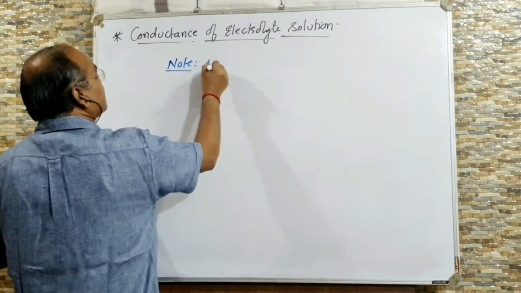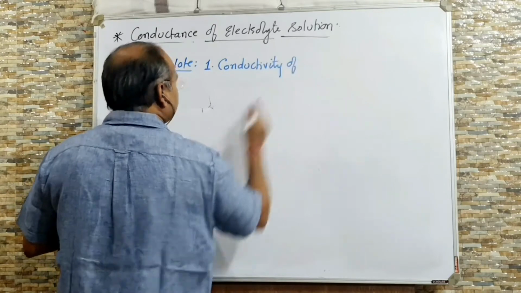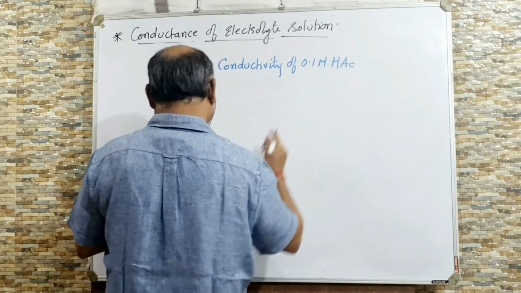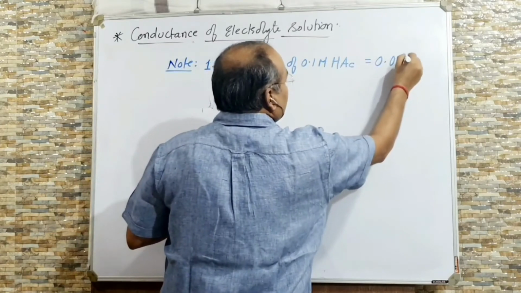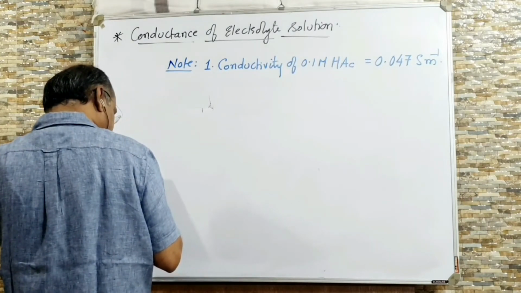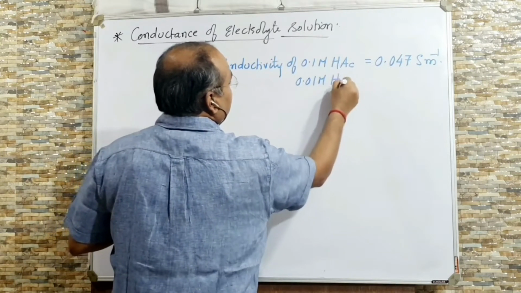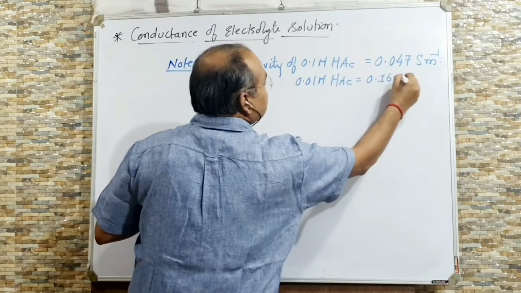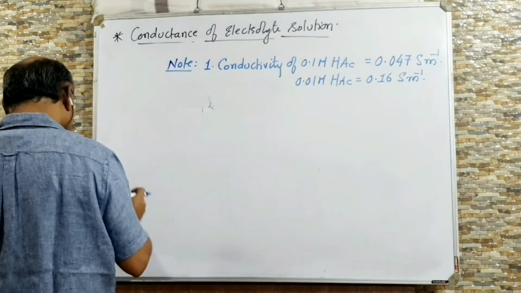Number 1. Conductivity of 0.1 molar HAC is given as 0.047 Siemens per meter. This is given to you. And 0.01 molar HAC is equal to 0.16 Siemens per meter. This is given to you. Right?